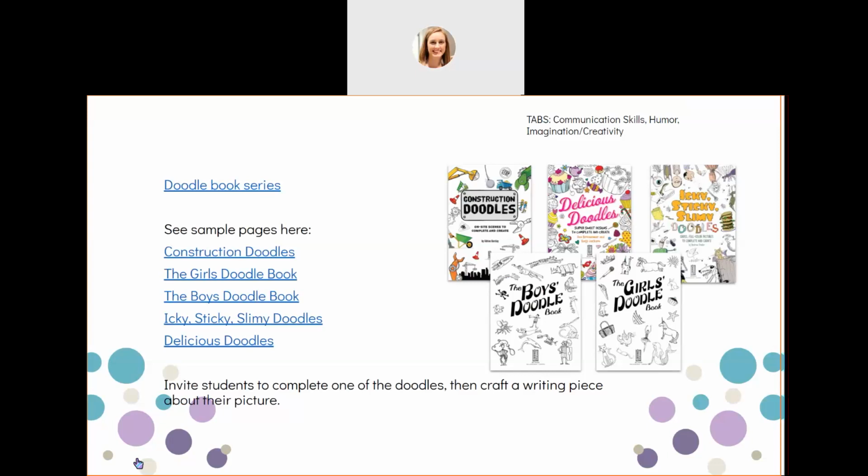So you can invite students to complete one of the doodles and then follow it up with a writing piece about the image that they ended up creating. And so you can see how there's lots of different ones that lend themselves to boys and girls, and then there's ones that are kind of like science and construction. So lots of different options for using those Doodle Books.